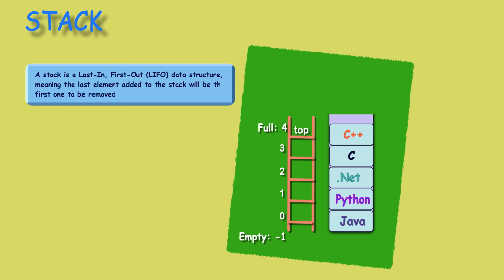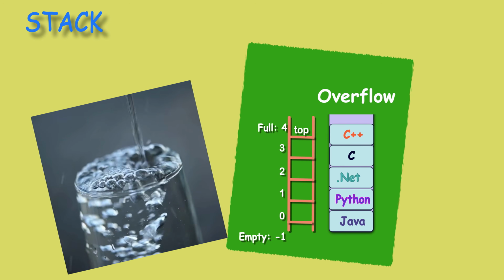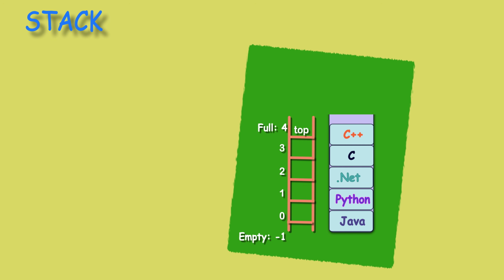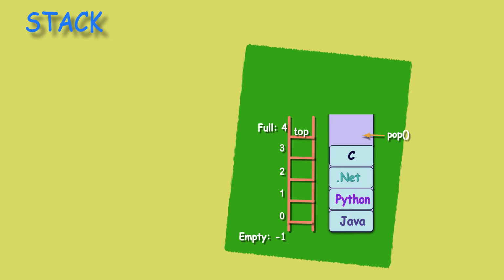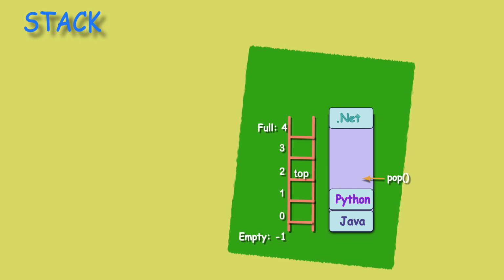If we try to insert one more element now, the stack will overflow and it will not allow us to add any more elements. Similarly, if we want to remove elements, we need to remove them from the top. This operation is called the pop operation. Here you can observe the last element we inserted is C++ and that is the element we are removing first. Each time we remove an element, the top decreases by 1. This is the most important step we have to remember. If we want to empty the stack, we can perform this pop operation until the stack is empty.